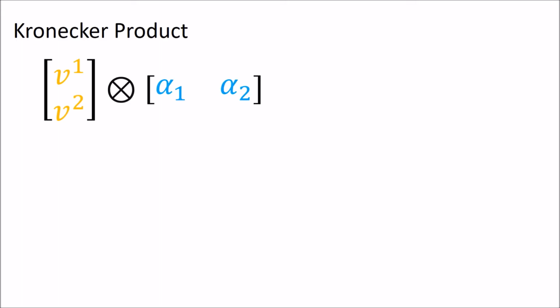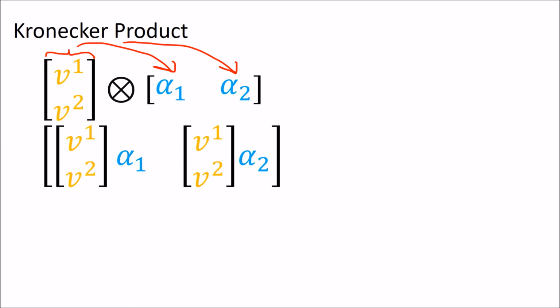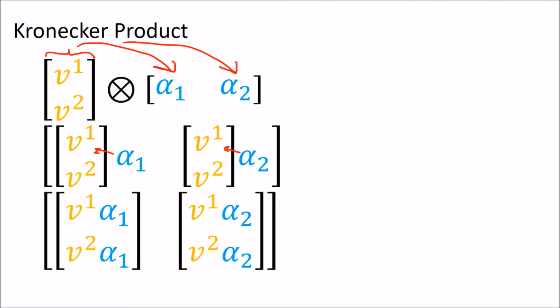The Kronecker product will take these two arrays, which happen to be a column vector and a row vector in this case, and it will produce a third array. So it does that by taking the first array on the left and distributing it to every element in the array on the right. So we get this. And multiplying the alpha coefficients in, we get this, which is basically a row of columns.